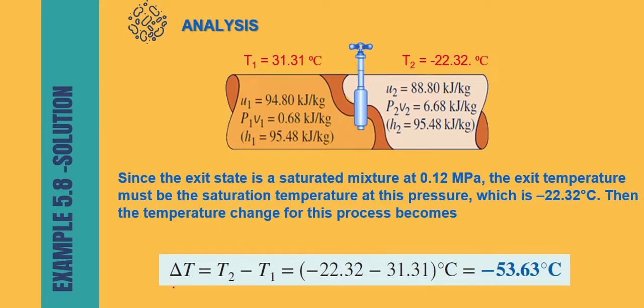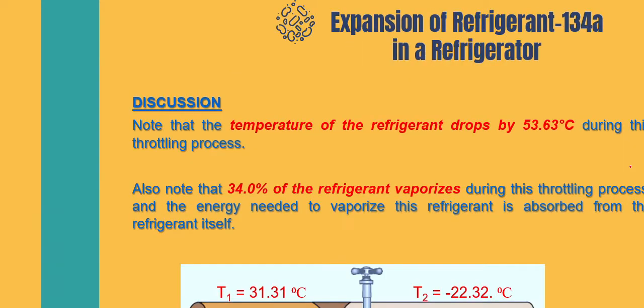So change of T is T2 minus T1. So your T2 is this, and minus this, you get this value of your temperature drop. Okay, next is the discussion.